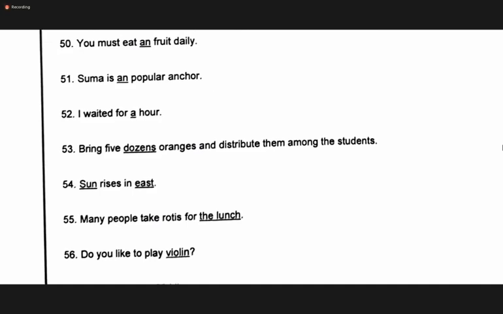54. Sun rises in east. Correction. What should be there before sun and east? In the east. Yes, in the east, the sun. The sun rises in the east.